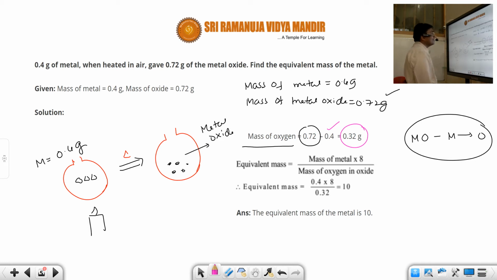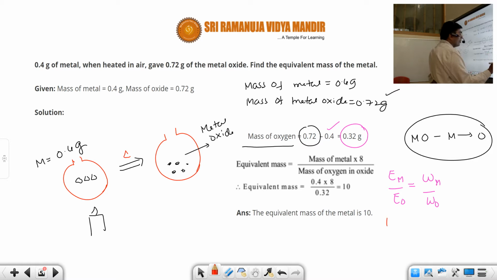Now substitute in the formula. So what is the formula? Already conveyed to you, a very simple formula. Equivalent weight of metal by equivalent weight of oxygen is equal to weight of the metal by weight of the oxygen. This is the formula. Agreed or not?